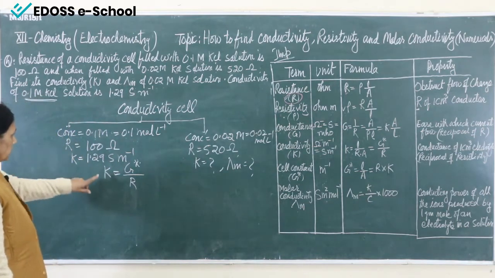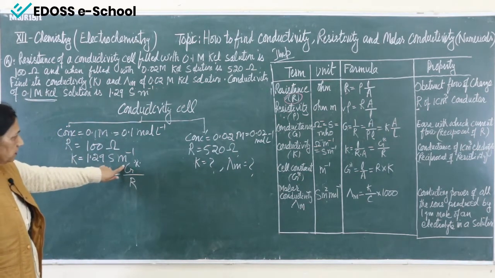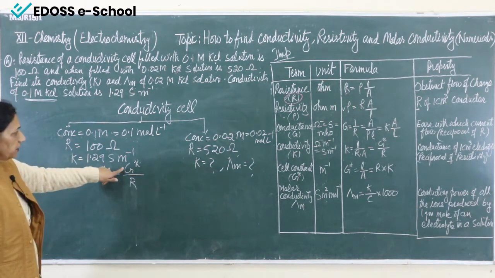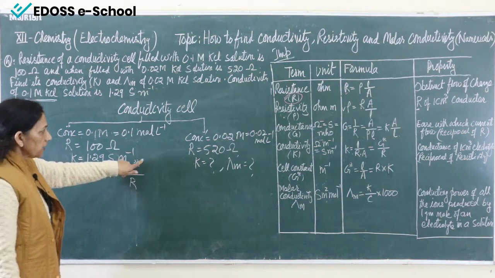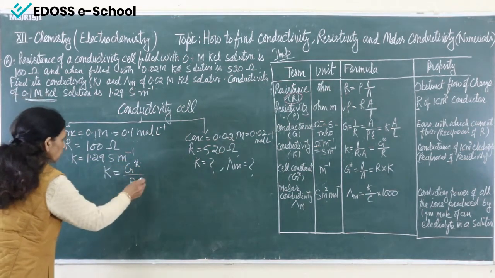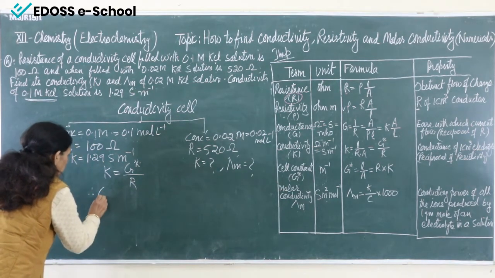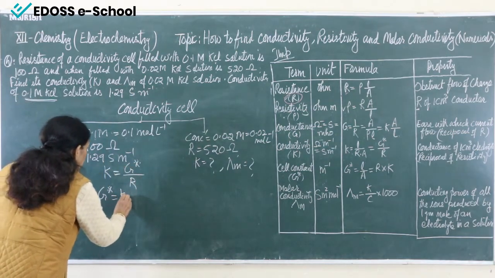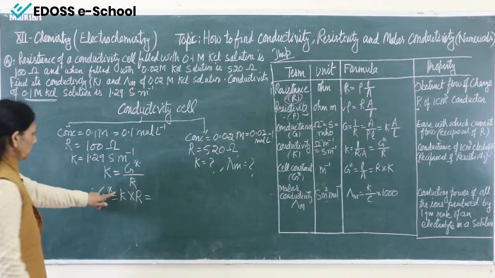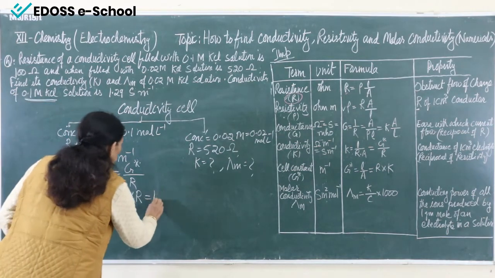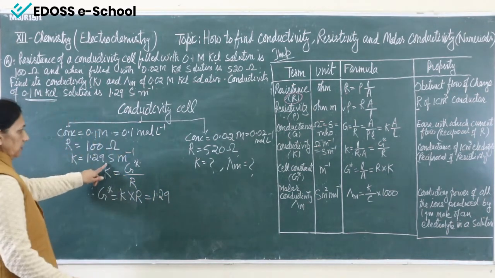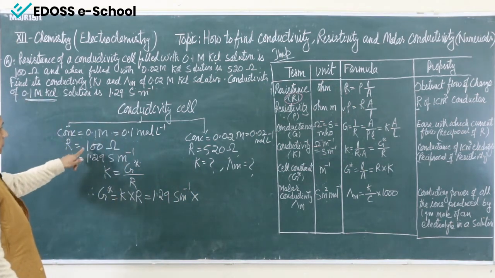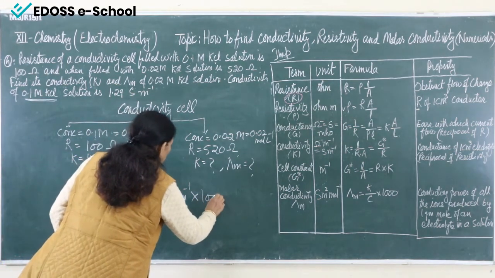Now K is known to us and the cell constant we don't know. So with the help of this, we can find G star, the cell constant. Therefore, cell constant is equal to K into R. K is given as 1.29 Siemens per meter, and R is given to you as 100 ohm.